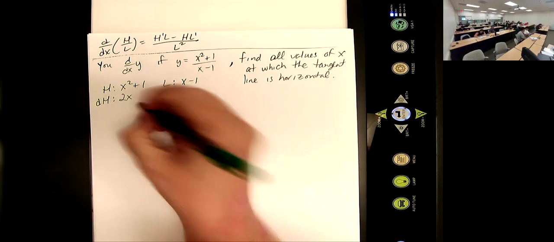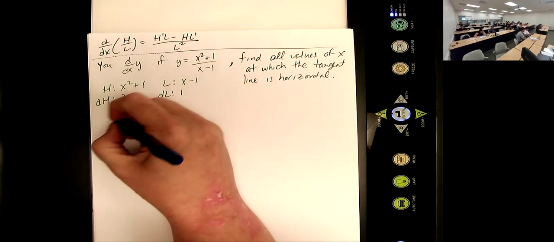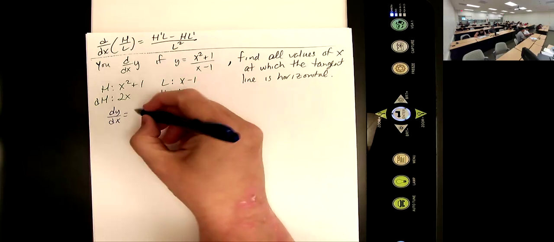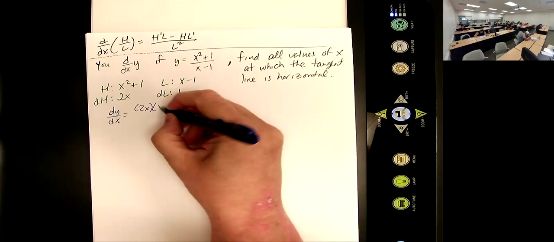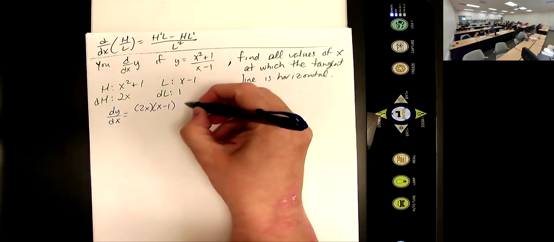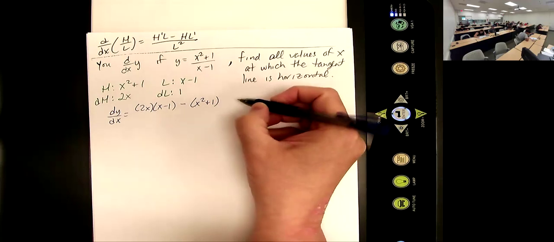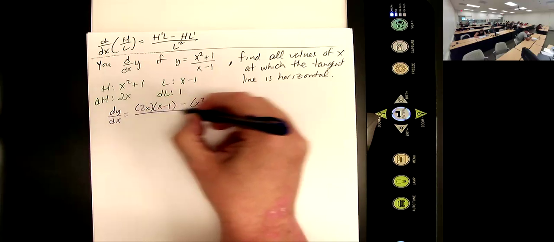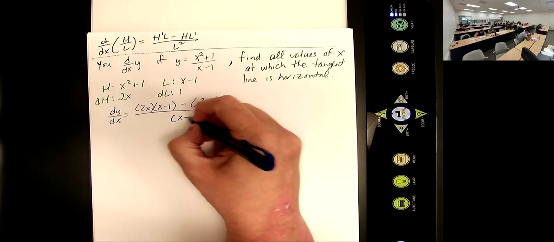So if we want to do dy/dx, we need high prime, which is 2x, times low, which is x minus 1, minus high, which is x squared plus 1, times derivative of low is 1, all over low squared, which is x minus 1 squared.